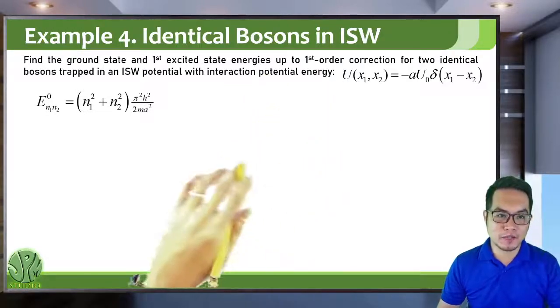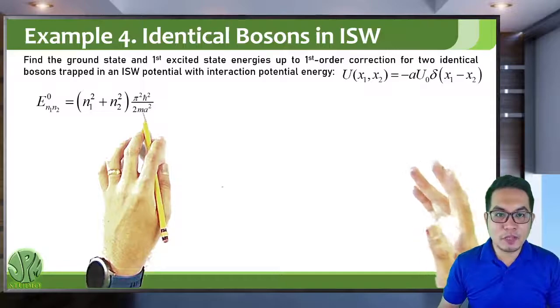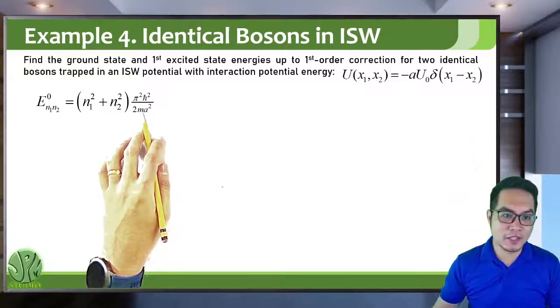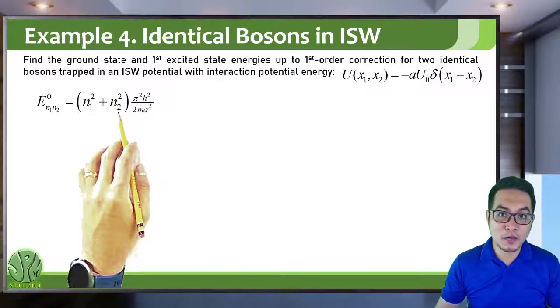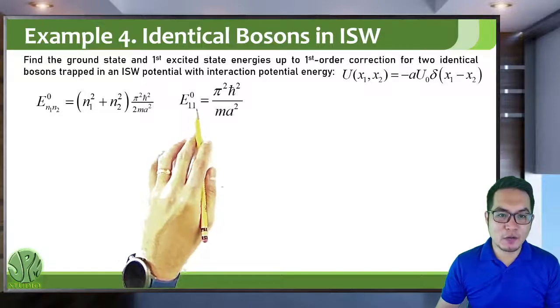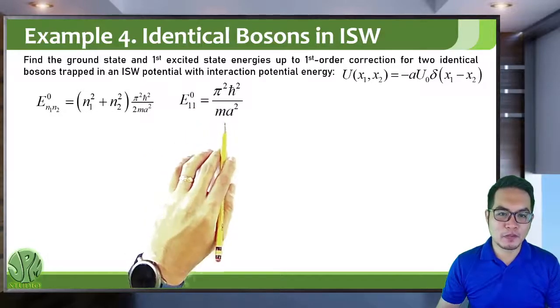So we are asked to find the ground state and the first excited state energies after the first order correction. So first things first, we need to find the unperturbed energy. The unperturbed ground state is when n1 and n2 are equal to 1, when both of the particles are in the ground state. In that case, that is E_11^0, and you will get this value, pi squared h bar squared over m a squared.